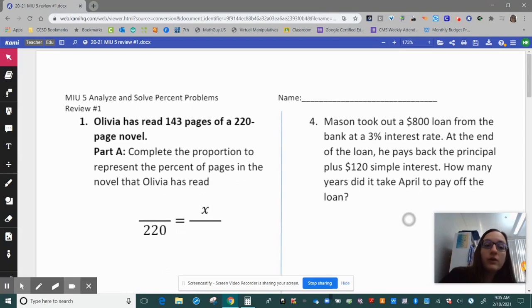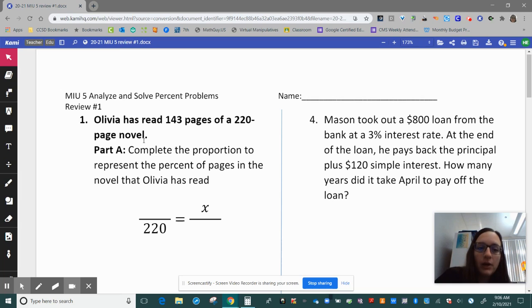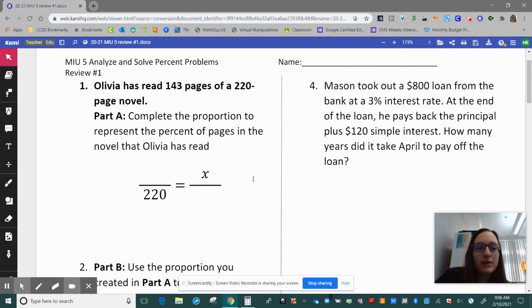Good morning. We are going to do our review today, and we're going to go through each problem. So number 1, Olivia has read 143 pages of a 220-page novel. Part A, complete the proportion to represent the percent of pages in the novel that Olivia has read.